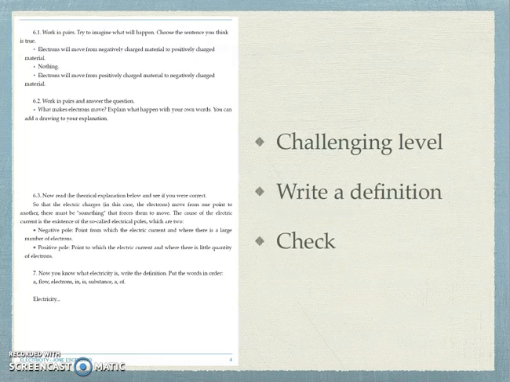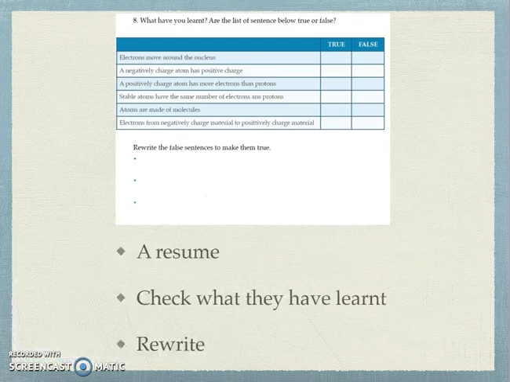They have to put a check on whether the sentence is true or false, and then they have to correct the incorrect ones, rewriting them. In general, all activities are guided by, for example, sentence builders and fill-the-gaps type of activity.